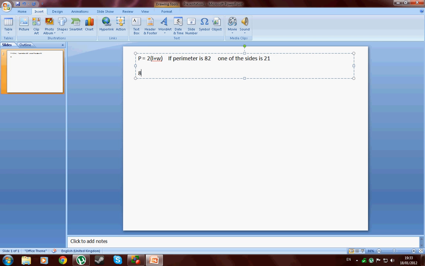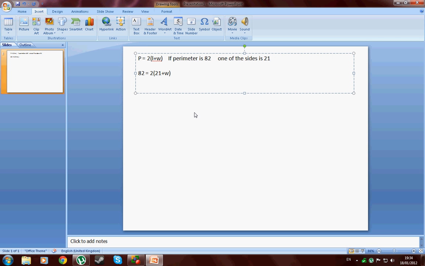So let's replace our letters. So P is 82. So 82 equals 2. Let's replace L with 21. So L now becomes 21 plus W. There we go. So we turned P into 82 because we're told it's 82 over here, and we turned L into 21 because we've pretty much been told the same over here. We decided we'd make L 21. You could have made W 21 and it would work out the same. It'd be fine.